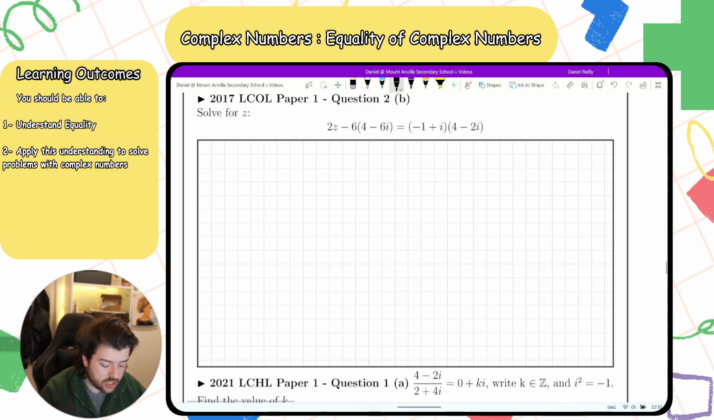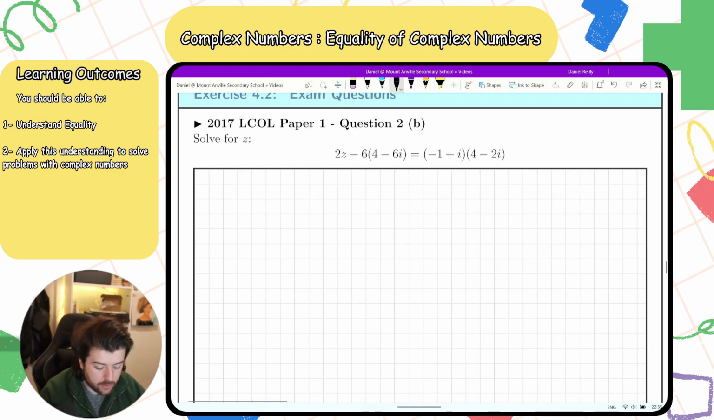Finally, let's look at two exam questions now. So this one came up in the 2017 Leaving Cert Ordinary Level paper. 2z minus 6 times 4 minus 6i equals minus 1 plus i times 4 minus 2i. It's asking us to solve for z. So we don't even need to equate real with real, imaginary with imaginary. I already have z built in here. So I just need to get everything over to the right hand side and get z on its own.